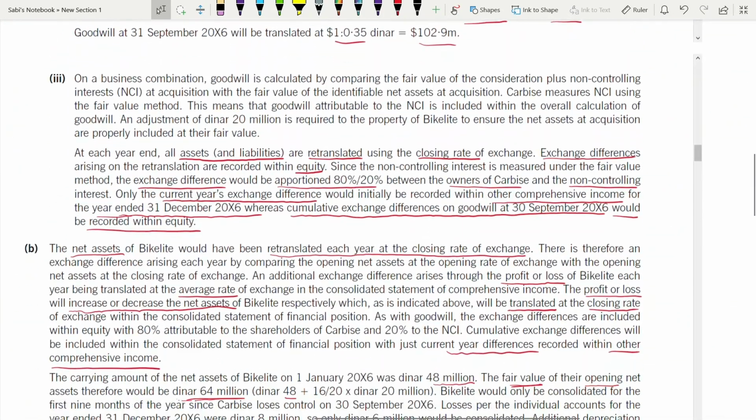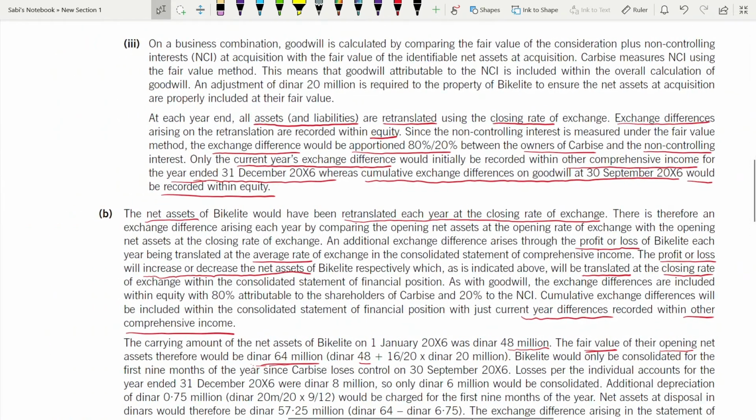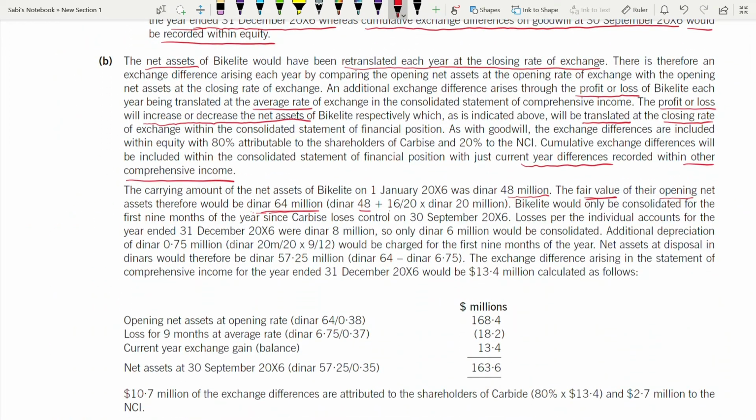That's why they have taken here 16 in, wait, let me highlight it. 16 into 20 into 20 million. 16 over 20 into 20, yes. With that, you add 48 opening.